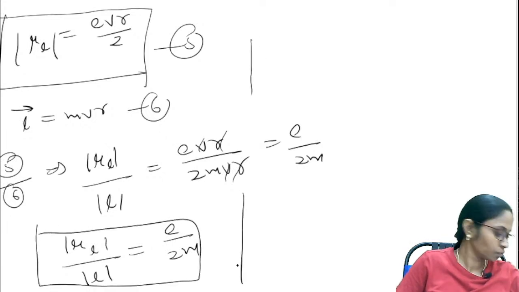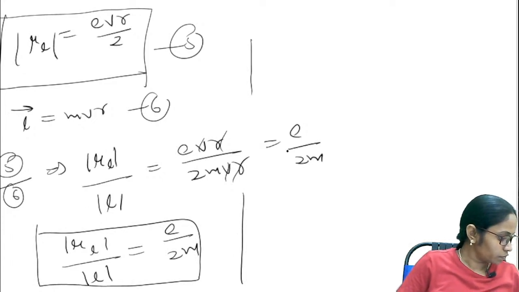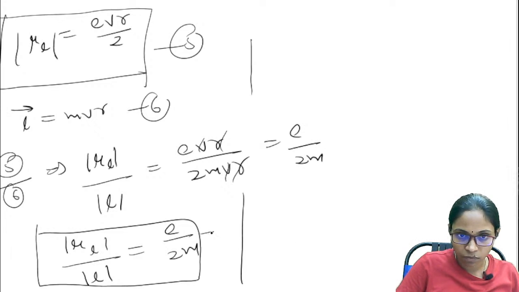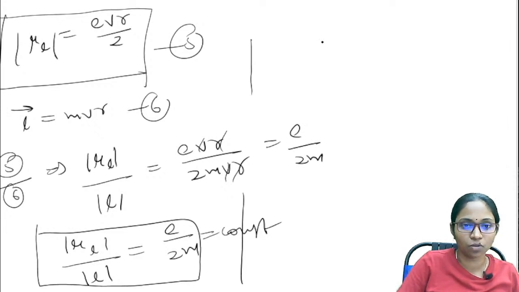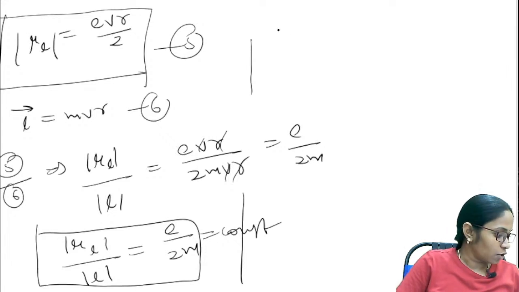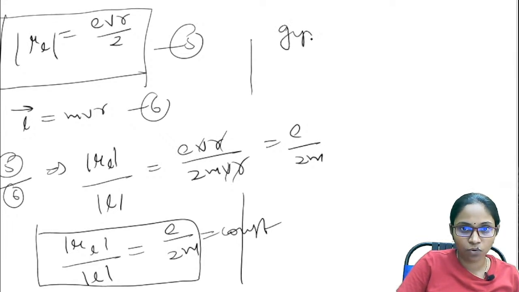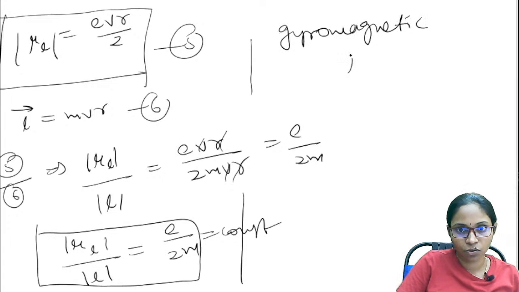And coming to this, it is a constant value, right? Why? Because the mass of the electron is constant and the charge of the electron is constant. And this modulus of mu L by modulus of L is known as the gyromagnetic ratio. Remember this, gyromagnetic ratio.